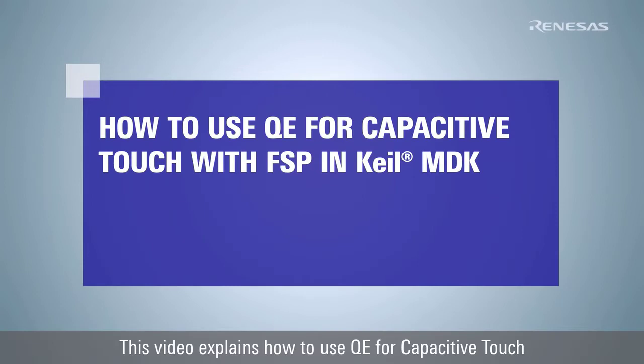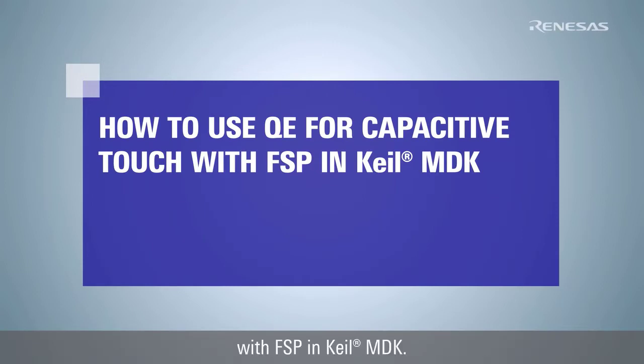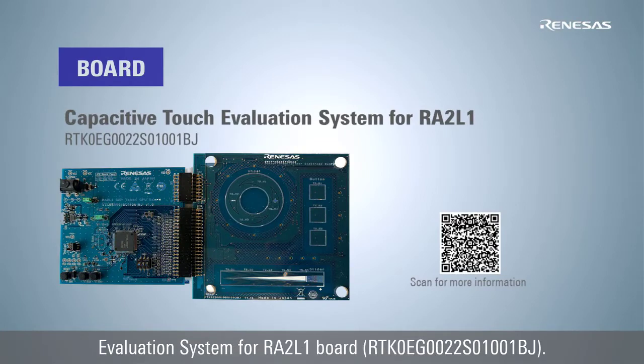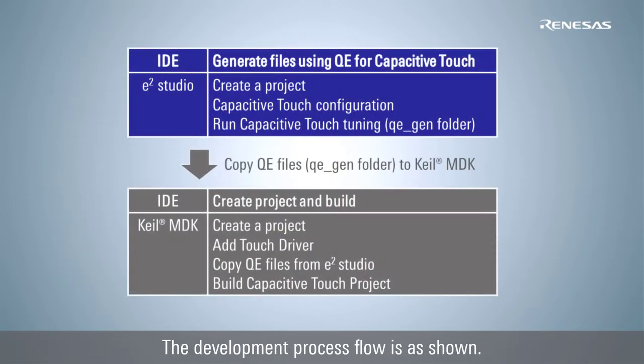This video explains how to use QE for capacitive touch with FSP in Keil MDK. The project configuration is for the Capacitive Touch Evaluation System for RA2L1 board. The development process flow is as shown.